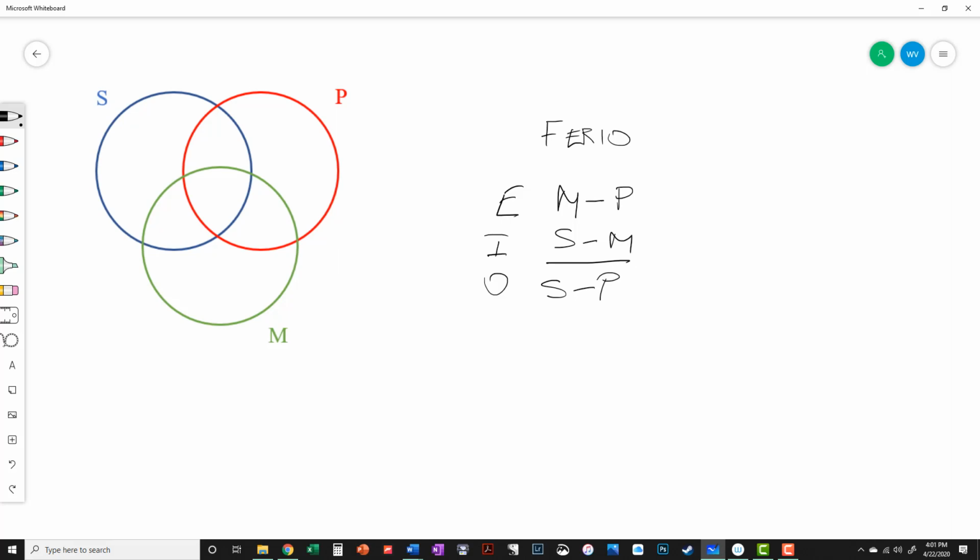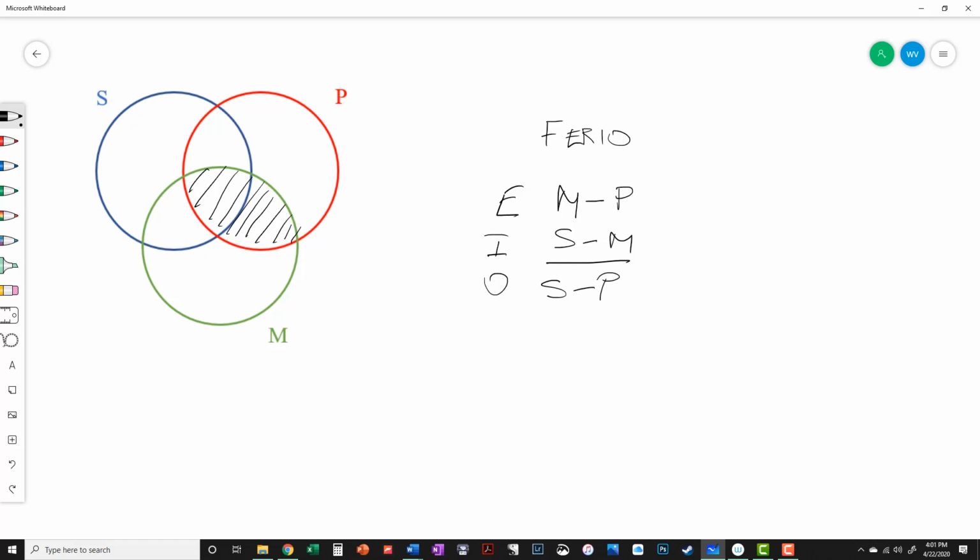So there's our sketch of an EIO. Notice we have a universal and a particular. We're going to diagram our universal sentence first. That says no M is P. So looking just at the M and the P circles, we shade in this region that is the intersection MP. Okay, there's nothing in there.